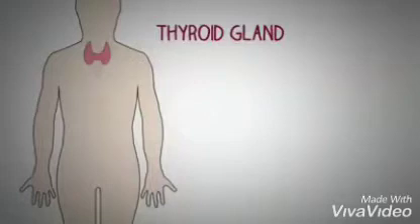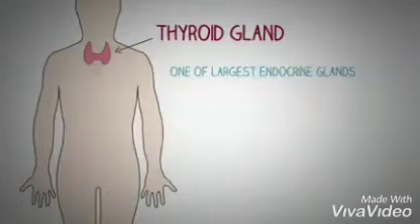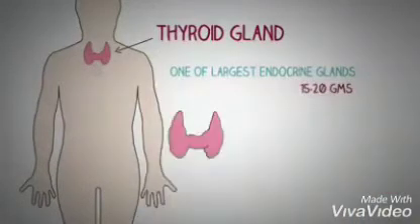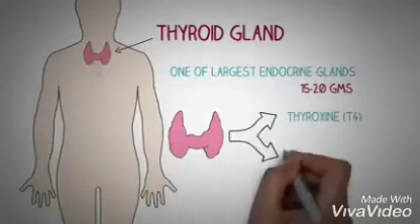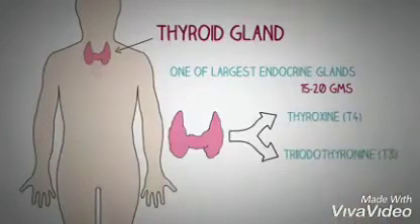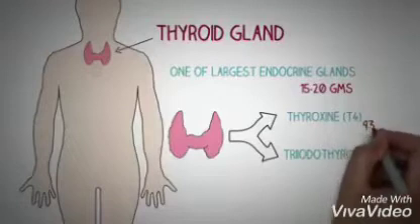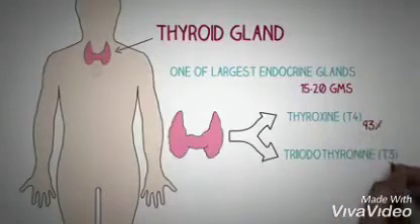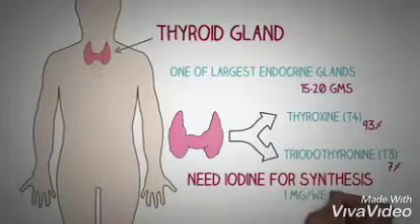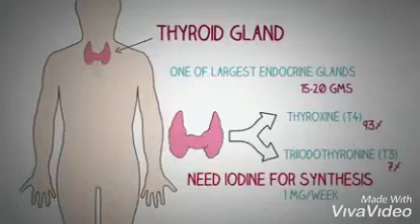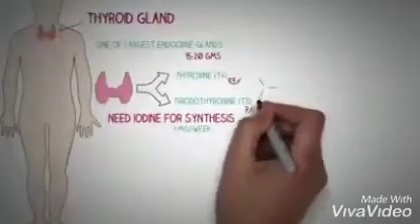The thyroid gland is located immediately below the larynx and it is one of the largest of all endocrine glands, weighing about 15 to 20 grams. The thyroid gland secretes two important hormones, the T4, the thyroxine, and the T3 or the triiodothyronine. 93% of all the secretion of the thyroid gland is the T4 and only 7% of the secretion is T3. Thyroid hormones require iodine for their synthesis in a dose of 1 mg per week.